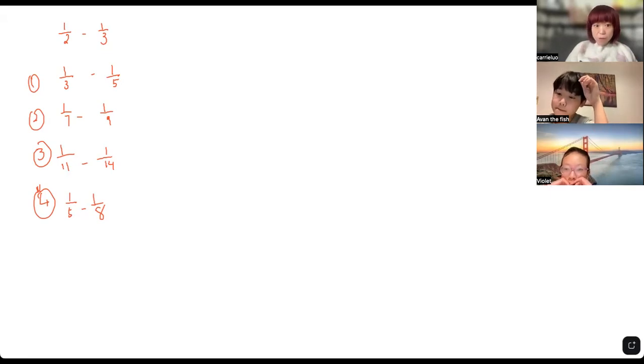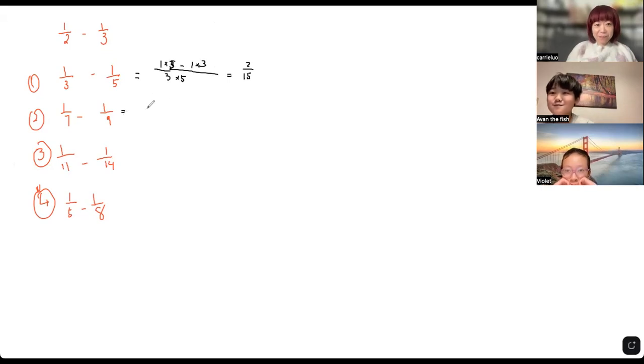Okay, let me see. Violet, why are the two students' answers a little different? We see one student made a mistake. Okay, so let's take a look at this one. So 1 over 3 minus 1 over 5. So how to make them the same? So 1 times 5 minus 1 times 3 over 3 times 5, right? So Evan, it's 2 over 15.